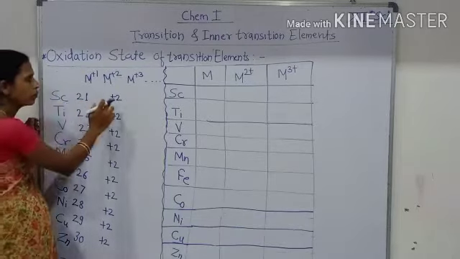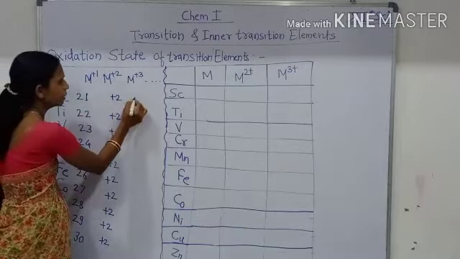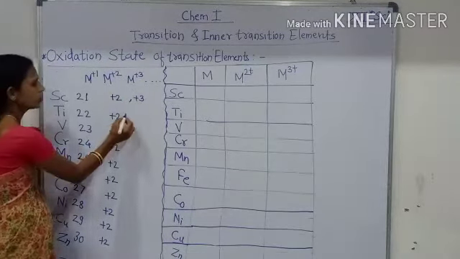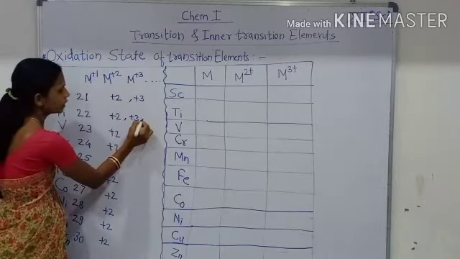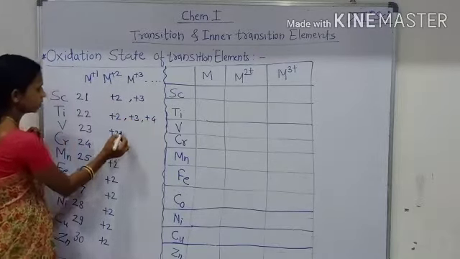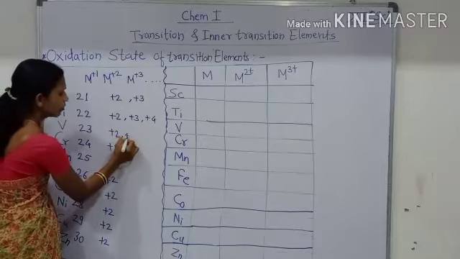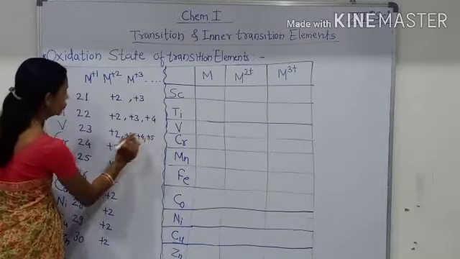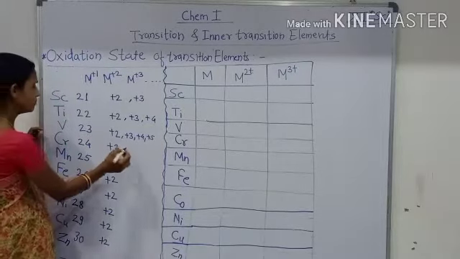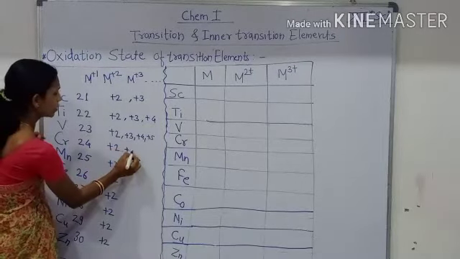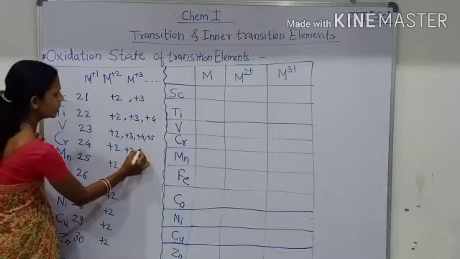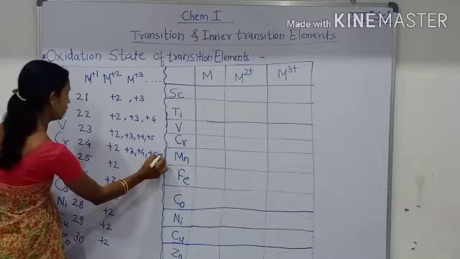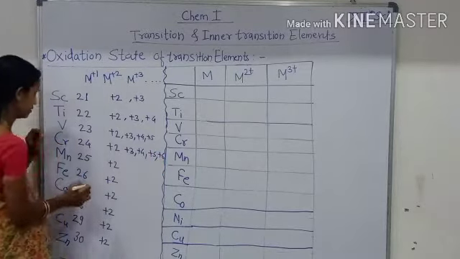Scandium shows +2 oxidation state and +3 oxidation state. Titanium shows +2, +3 and +4 oxidation states. Vanadium shows +2, +3, +4, +5 oxidation states. Chromium shows +1, +2, +3, +4, +5 and +6 oxidation states.